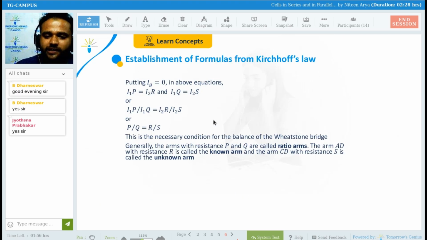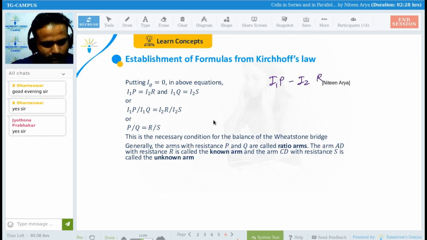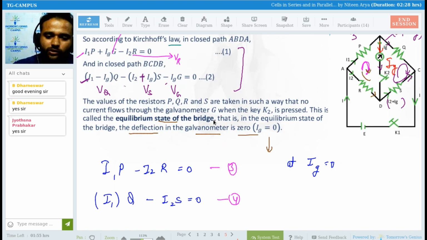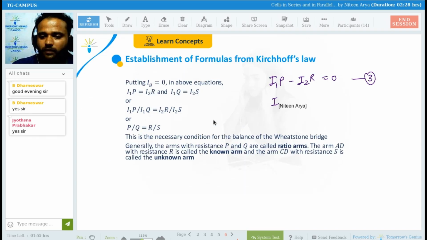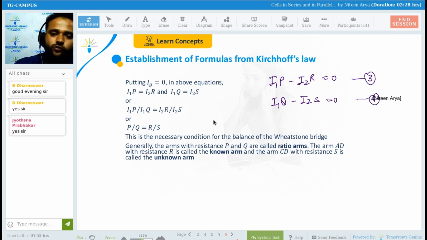And that is the same equation you can find on the next page. So I1P equals I2R. What we have on the previous page, I1P minus I2R equals 0, this is my third equation. And I1Q minus I2S equals 0. This is my fourth equation. So using the third equation and the fourth equation, we can get this.